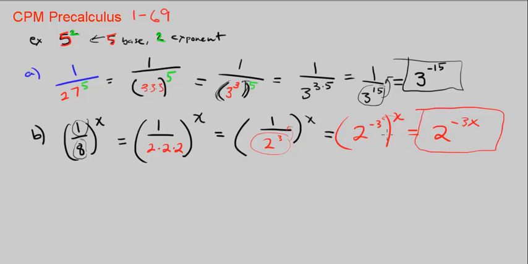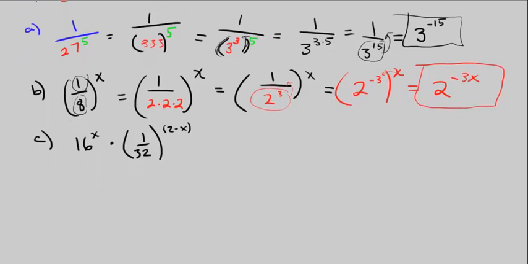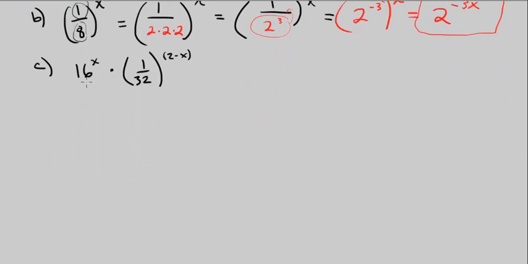Okay, so part C. I think this might be a little tricky. We have 16 to the x power times 1 over 32 to the power of 2 minus x. We have two different scenarios going on at the same time. On the left, we have 16 to the x power.